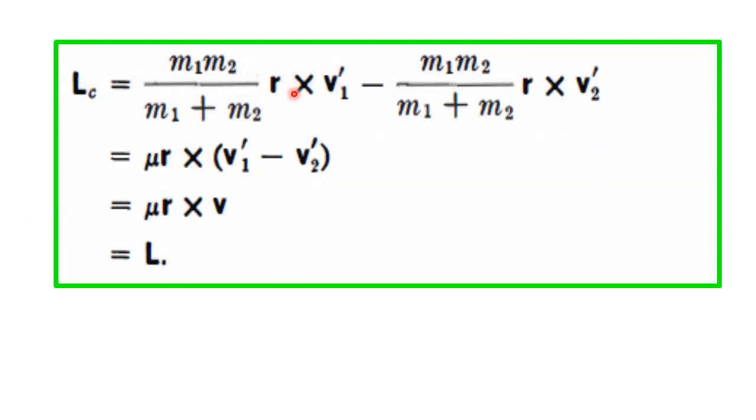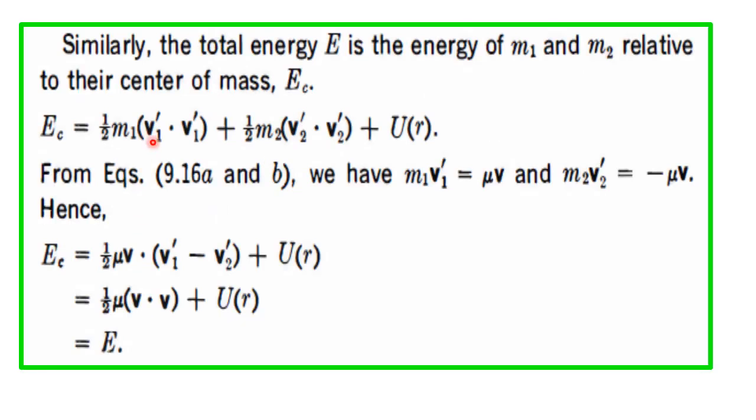Accordingly, the value of LC is M1 M2 by M1 plus M2 into R cross, that is M2 by M1 plus M2, that is what R1 cross V1 dash, and putting the value of R2 dash, R2 dash is minus M1 by M1 plus M2 R cross V2 dash. So then this is what mu into V1 dash minus V2 dash R cross. So mu R cross V1 dash minus V2 dash is V, so that is what L. Next slide.